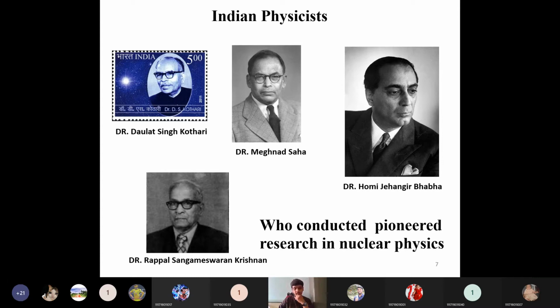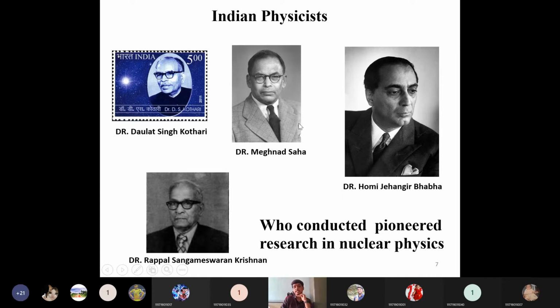What else can we say? He has worked in Calcutta University. He has worked in IISc also, the Indian Institute of Science. You can Google and see more about Meghnad Saha and everything.